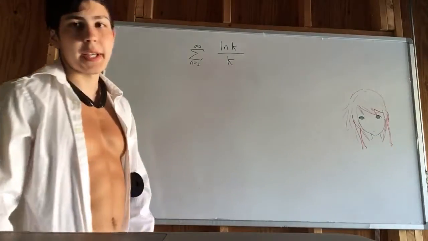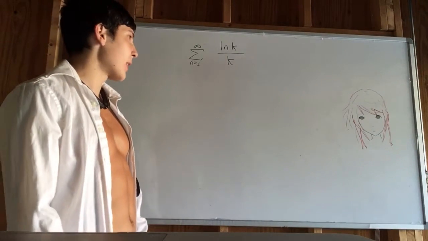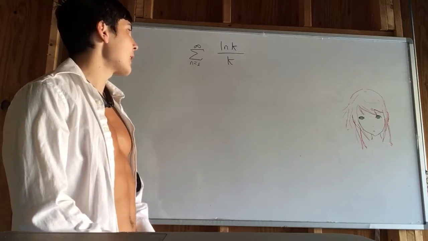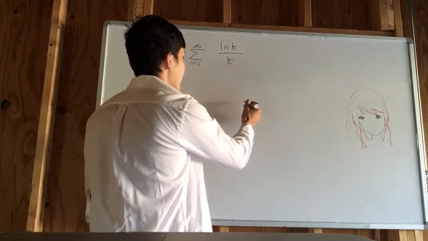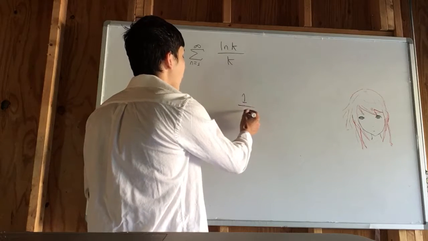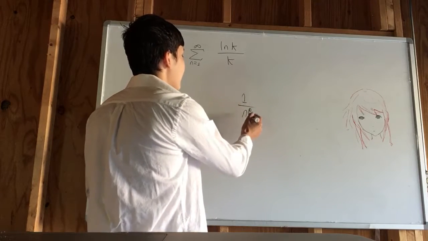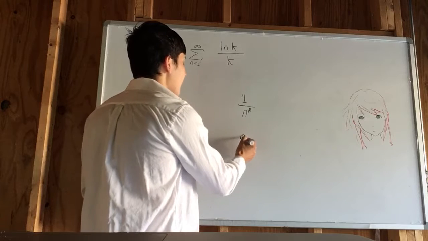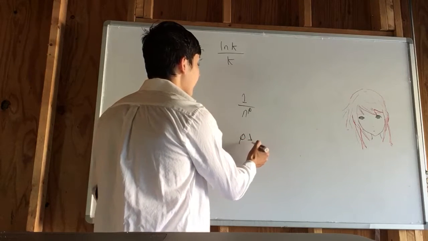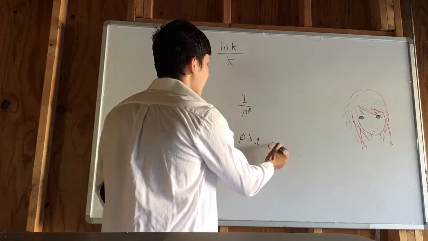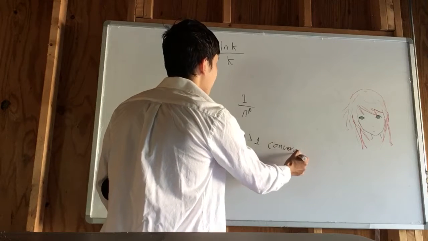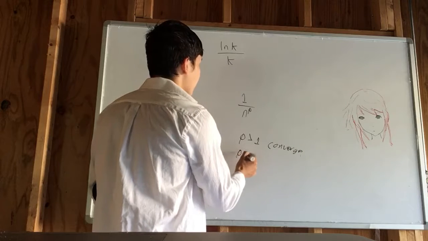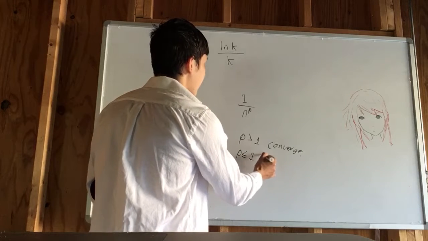Okay, we have a series, and we're going to use a comparison test in order to see if this converges or diverges. We're going to use a comparison test because we know something about 1 over n to the p. We know that if p is greater than 1, then this is going to converge. If it's less than or equal to 1, then it's going to diverge.